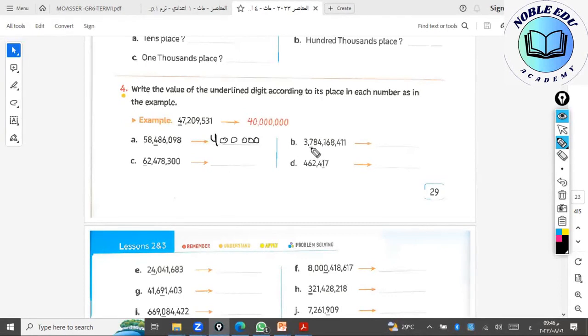Here I have number 7. Write 7 again and count all the digits before 7. How many digits? 1, 2, 3, 4, 5, 6, 7, 8. So replace the 8 digits by 8 zeros. Last one, I have number 6. Write it again and count all digits before it: 1, 2, 3, 4, 5, 6, 7. Write all 7 zeros. Okay.